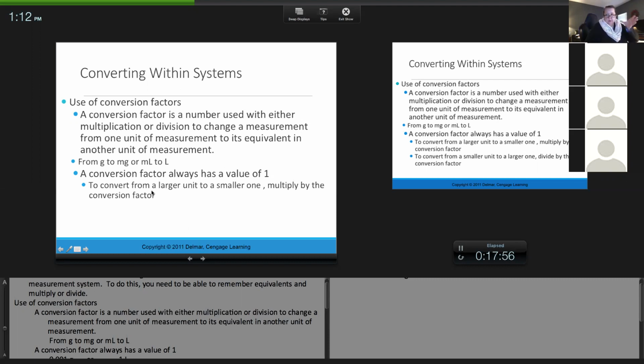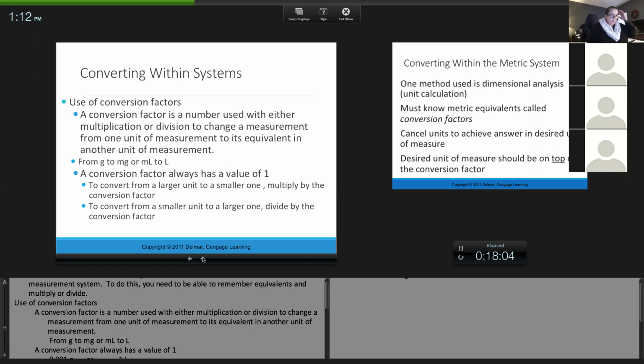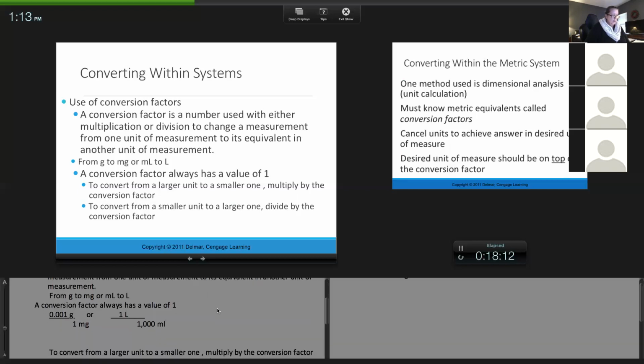To convert from a bigger unit to a smaller one, you're actually going to multiply by the conversion factor. And if you want to go from a smaller unit to a larger one, you would divide, okay? For example, if you want to go from 1 liter and convert it to milliliters, you would multiply 1 by 1,000 because there's 1,000 milliliters in a liter. So if someone wants to know what's the equivalency, or how do we convert, 1 liter is equal to 1,000 milliliters. 1 gram is equal to 1,000 milligrams. And those are common ones that we use quite a bit.